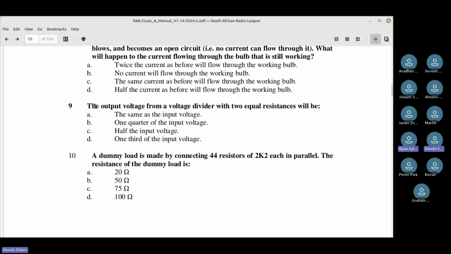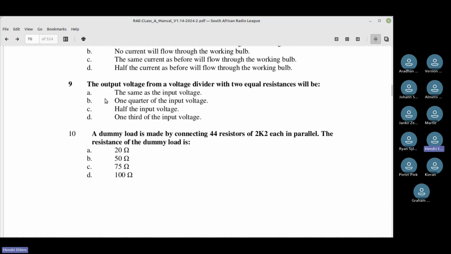Right, let's go to question number 9. The output voltage from a voltage divider with two equal resistors will be? Oh, no, hang on. Sorry, I'm at number 10. Half. Okay, that's right. Number C.